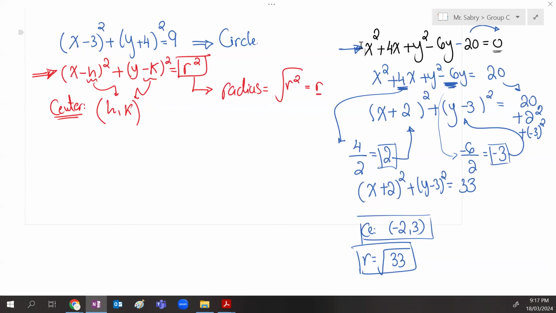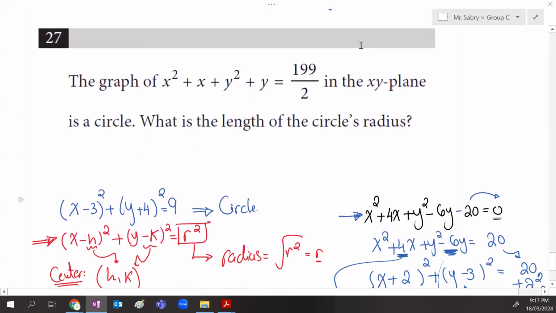The same concept is applied in this question now, because you have this weird form that doesn't have the brackets. So we're supposed to take the number next to the x and divide it by 2. So I should have here x plus 1 over 2. And I should take the number next to the y and also divide it by 2. So that would become y plus 1 over 2 to the power of 2. I already have 199 over 2 on the other side.